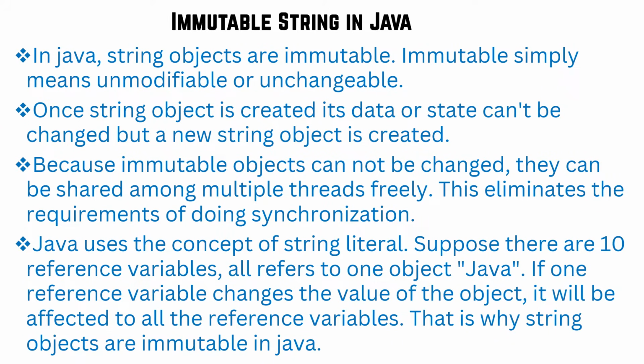Java uses the concept of the string literal. Suppose there are 10 or 20 reference variables, referring in 10 or 20 places. All refer to one object, like Java. If one reference variable changes the value of the object, it will affect all the reference variables. That is why string objects are immutable in Java. I do not want to change it everywhere. So that is the reason strings are immutable.